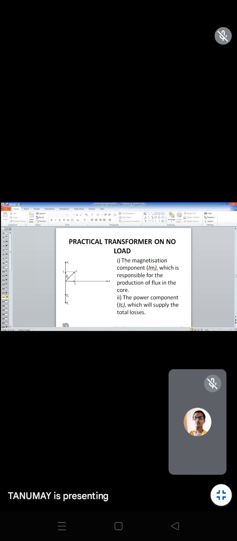Now, what is practical transformer? In case of practical, what is ideal transformer? In case of ideal transformer, there will be no loss. You know, in case of transformer, there are different types of losses like core loss, copper loss, etc. So what is copper loss? Whenever current flows through primary winding and secondary winding, due to flow of current, there will be one heat loss. That is I square R loss.